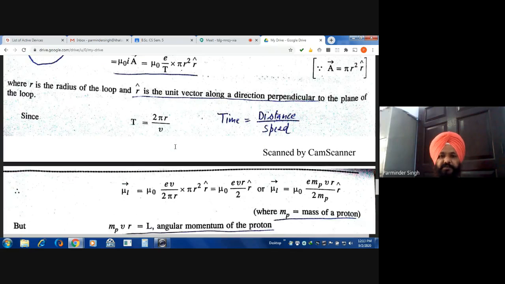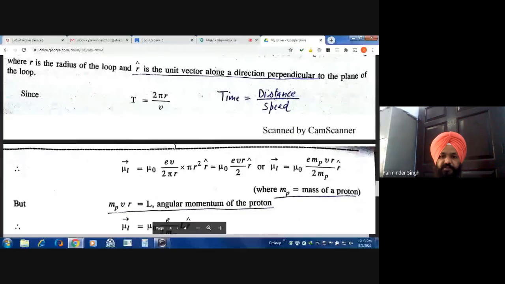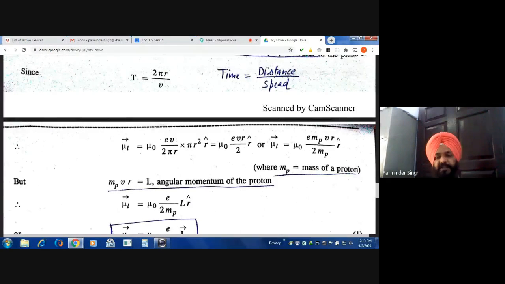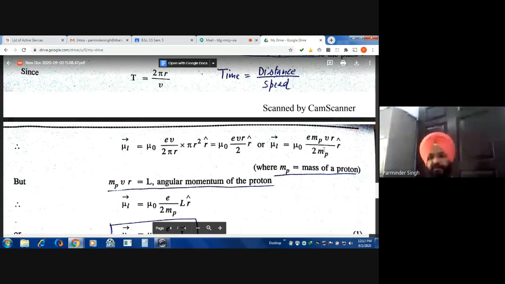Now we can put the values of that capital T in the above expression. We are given μL vector is equal to μ0 E V by 2πr multiplied by πr² r cap, that is the area vector. So the resultant is, here r and r cancel out each other, μ0 E V r by 2 into r cap. Or we can also multiply and divide by mp.